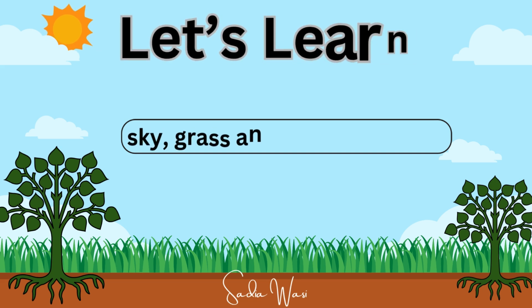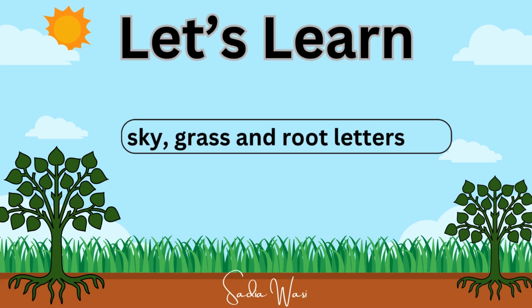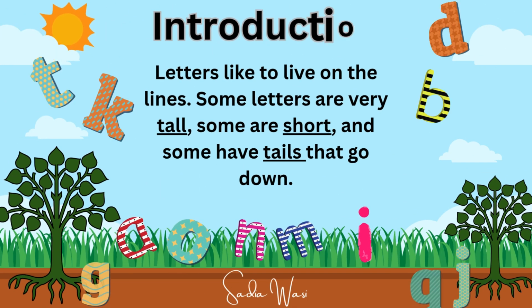Let's learn sky, grass and root letters. Introduction. Letters like to live on the lines. Some letters are very tall, some are short, and some have tails that go down.